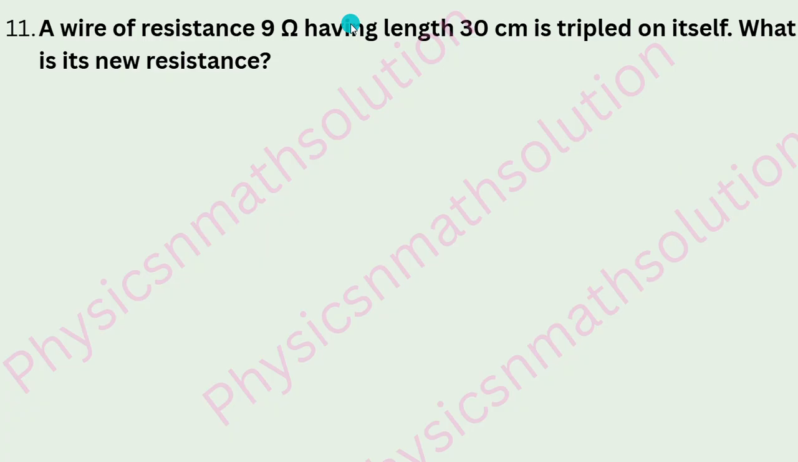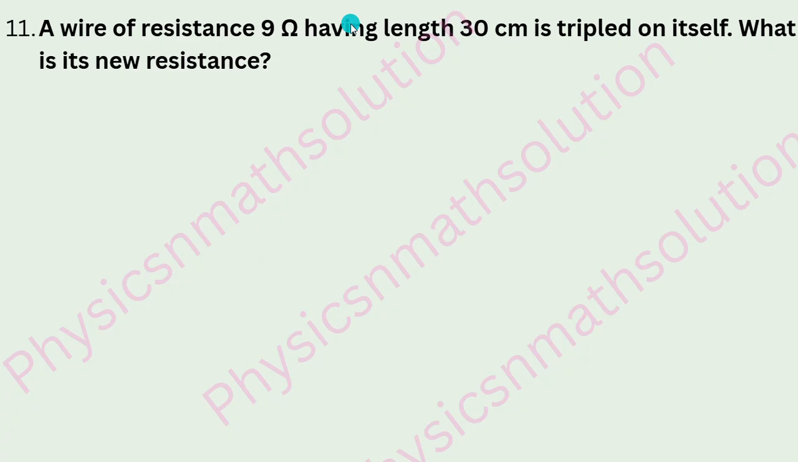So here is the question from grade 10 Physics ICSE chapter number 8, current electricity. Okay, so let's see the question. A wire of resistance 9 ohm having length 30 centimeter is tripled on itself. It means the wire is folded 3 times on itself. Now you will have to find out the new resistance of the wire.